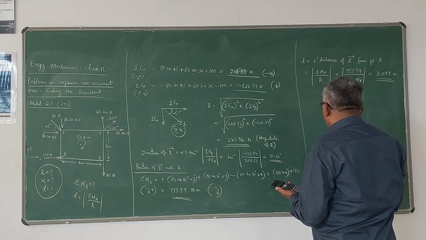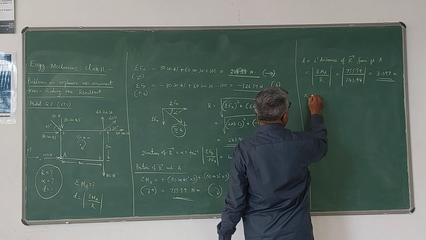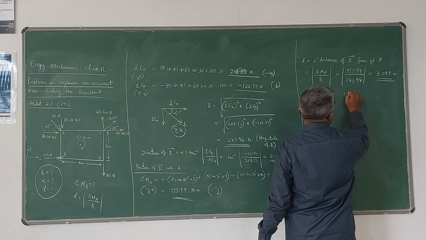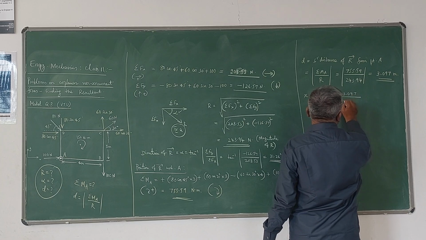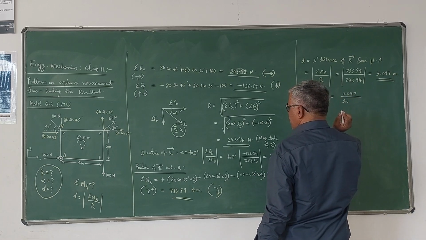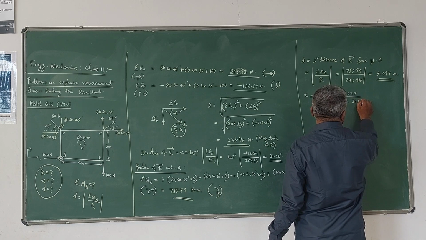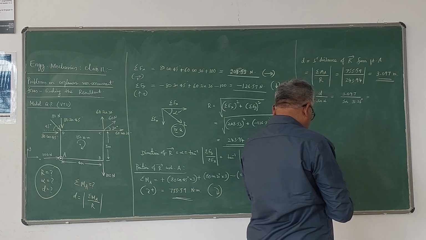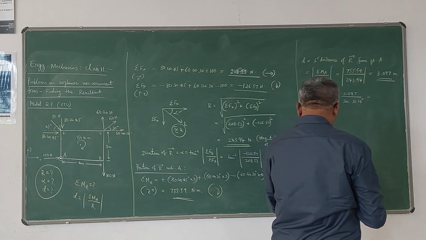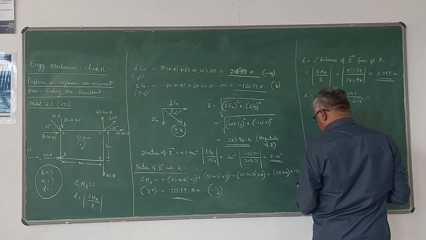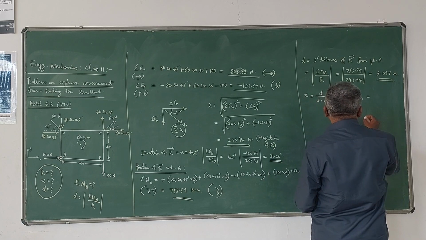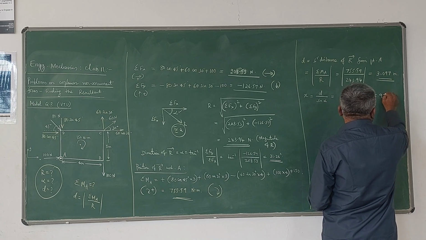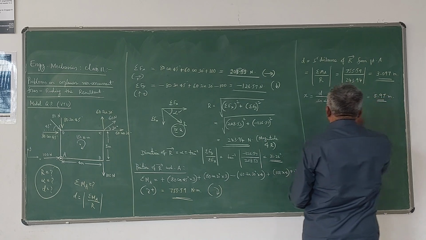Now if you want the x-intercept and y-intercept, the x-intercept is given by d by sin alpha. So d is 3.097 divided by sin alpha, where alpha is 31.26 degrees. So 3.097 divided by sin 31.26 degrees, which is 5.968 or 5.97 meters. That is the x-intercept.